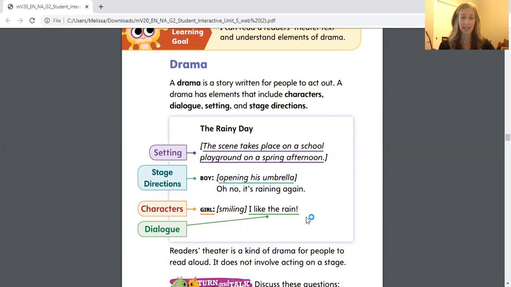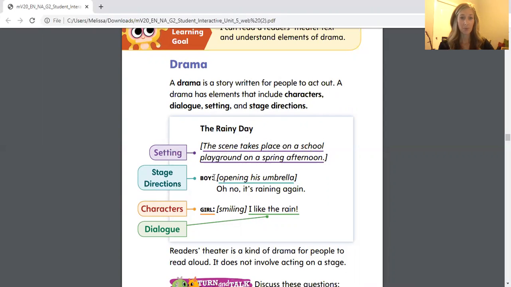Let's take a look at this example. So the title of this drama is The Rainy Day. And in purple, we see the setting. You can tell that the words written here are in italics. They're tilted. So we know that it's not a speaking part in the play. It says the scene takes place on a school playground on a spring afternoon. Then in blue, we have the stage directions.